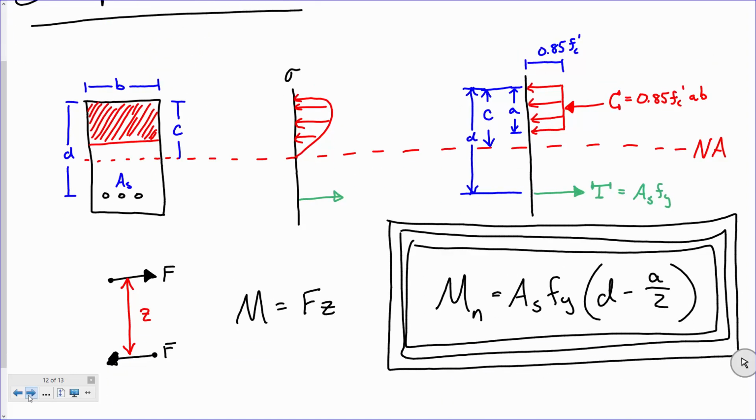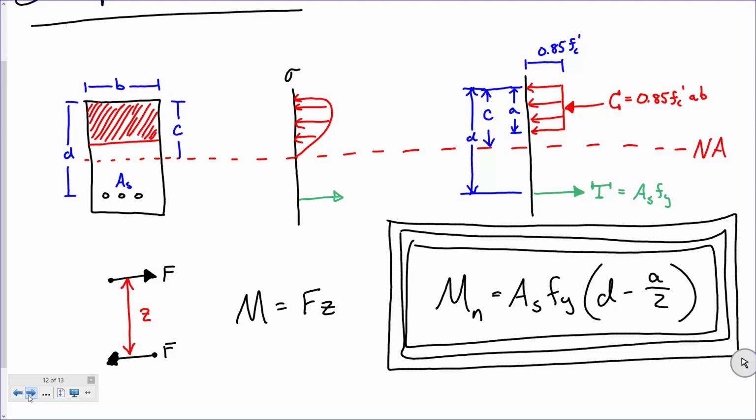And then we calculate moments by just looking at it as if it's one simple force couple. A force, two equal and opposite direction acting forces separated by a moment arm. It's just the force times that distance between them. So the force can either be C or T, right? It doesn't matter because they equal one another, times the moment arm.